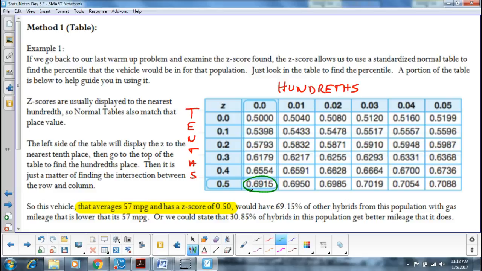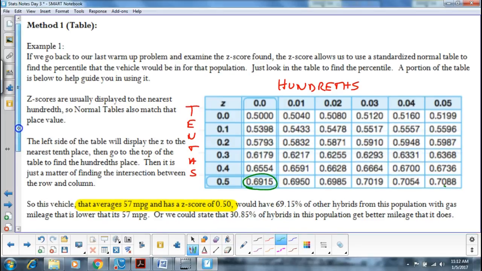Yes, ma'am. Why did we go to the 0 column? Because it was 0.50. Oh. If this would have been 0.55, then I would have gone down here to the fifths, and then I would have gone over to that one. Okay? With me? Okay? All right?